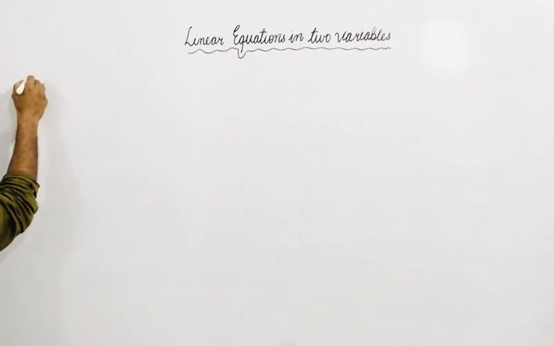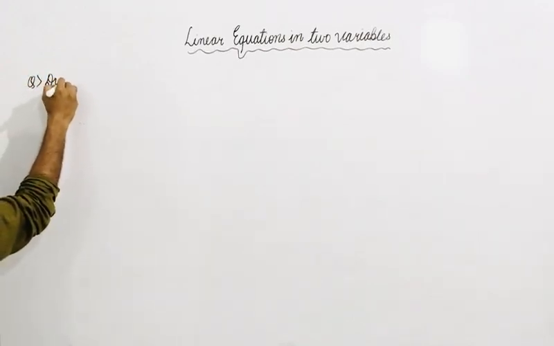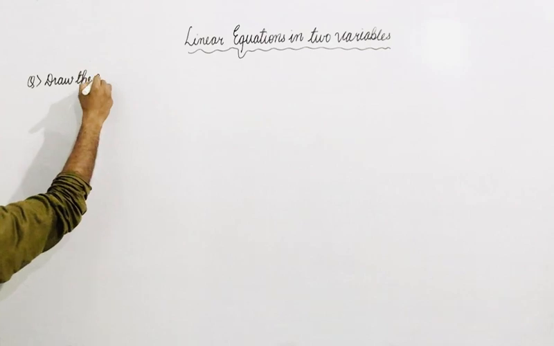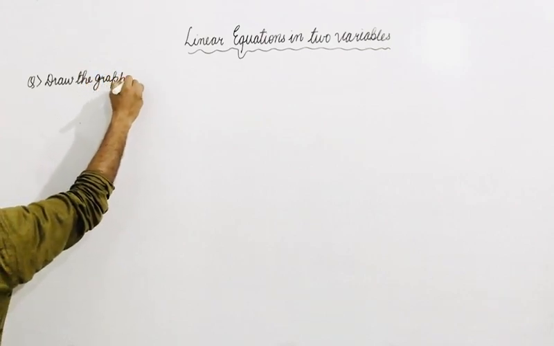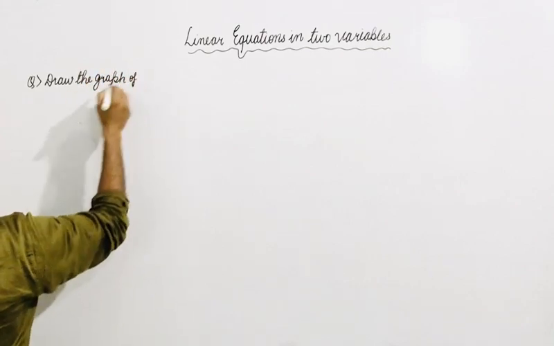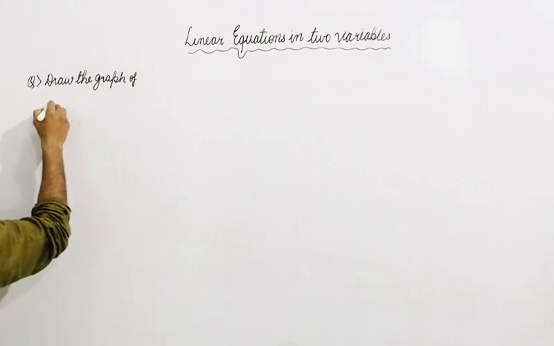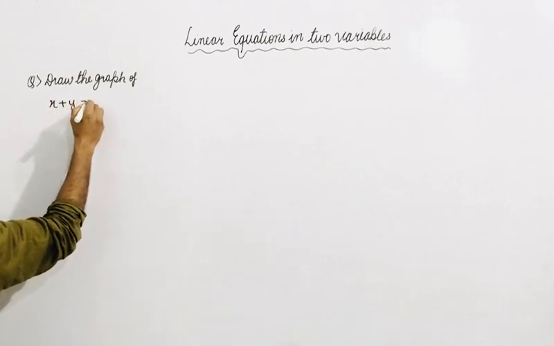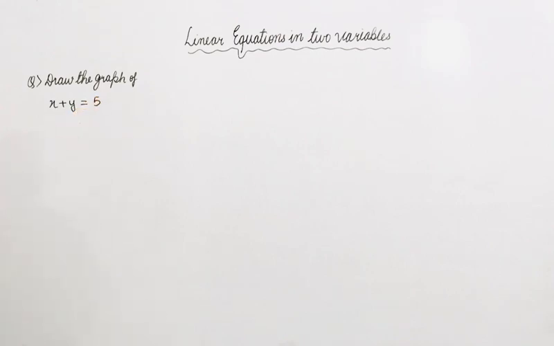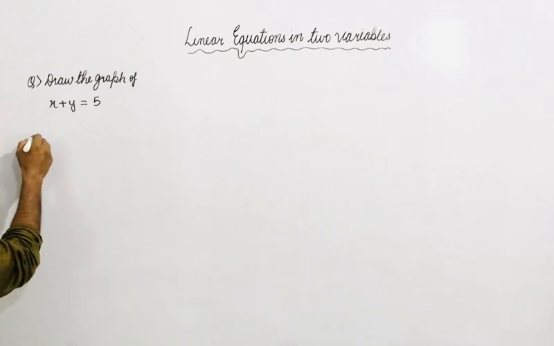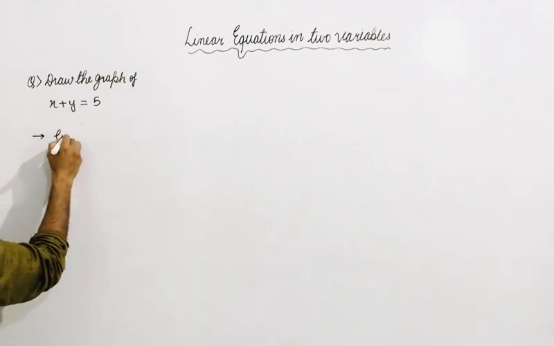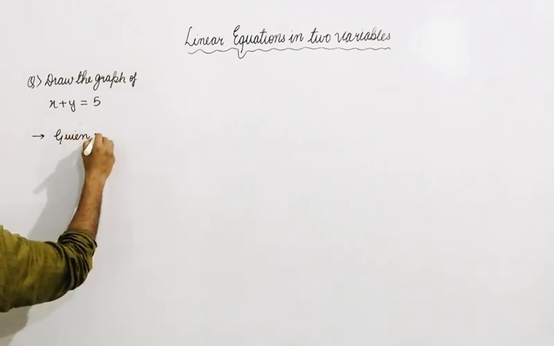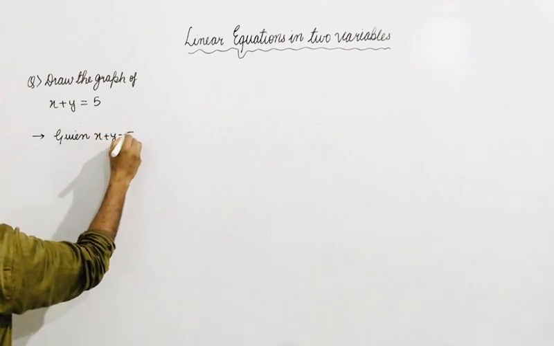Suppose you have been given a question. Draw the graph of x plus y equals to 5. Draw the graph of x plus y equals to 5, or represent it graphically. So how we start is, given x plus y equals to 5.